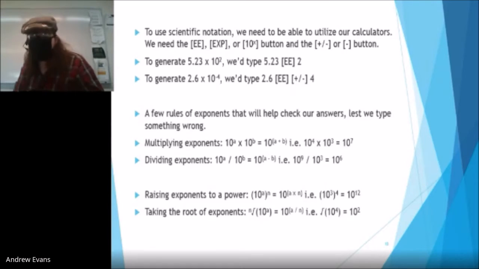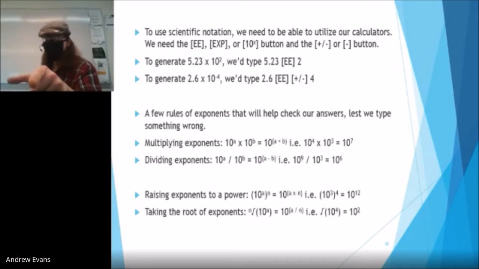So if I was to type this in my graphing calculator, I would say 5.23, I hit the EE and then just 2. I don't need the times 10 caret before the 2 because the EE serves that purpose. Same way, if I want 2.6 times 10 to the negative fourth, I can say 2.6, EE button, and then I have to make it negative 4.